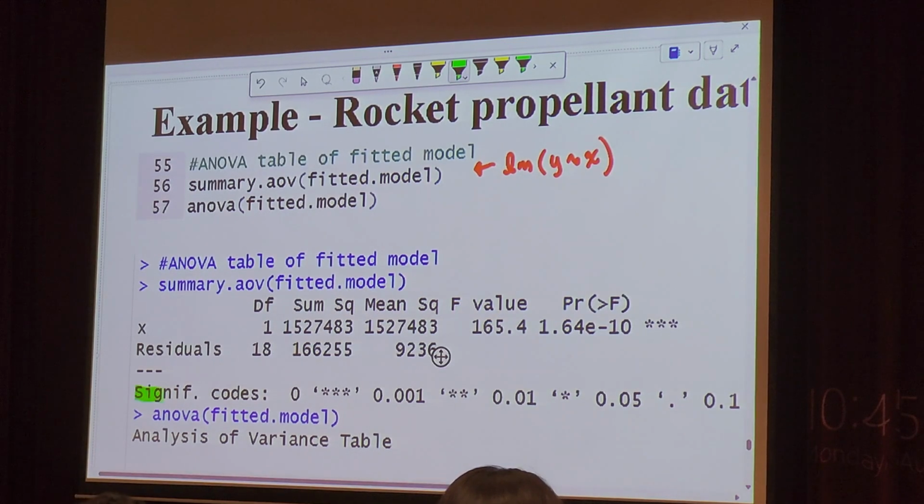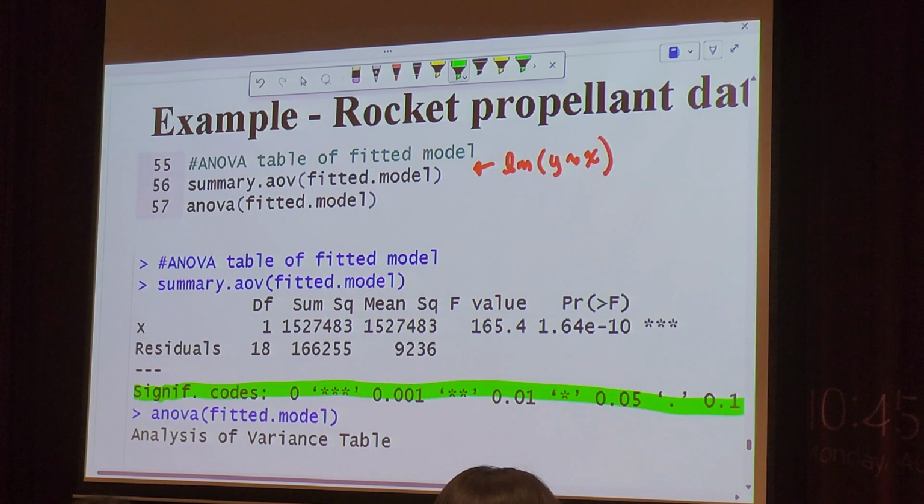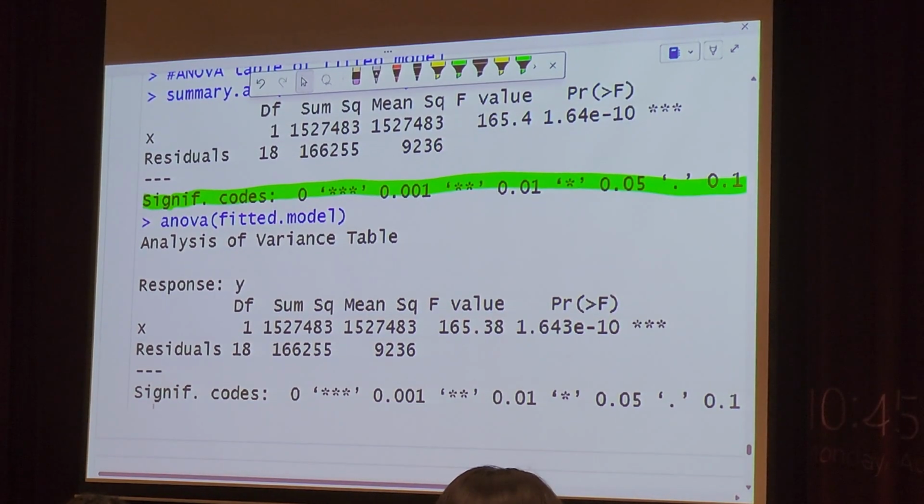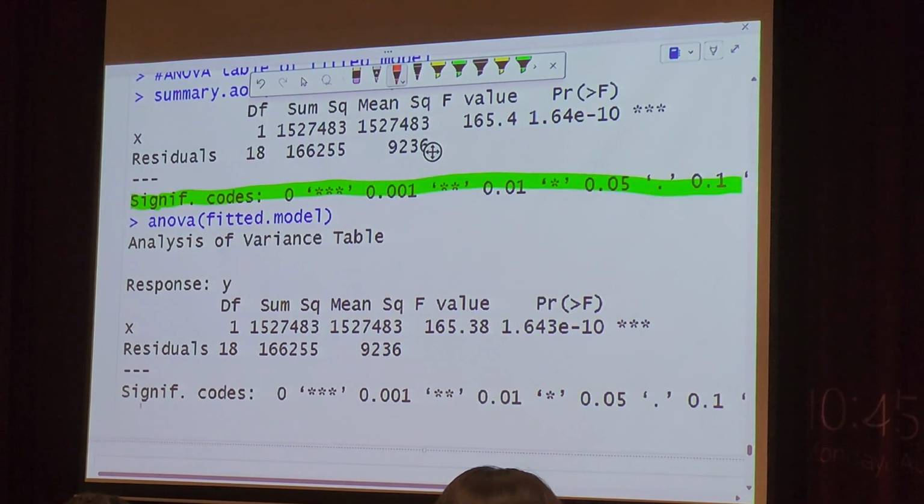Significance codes, in case you do not know, that's how I use it. The analysis of variance table can also be derived using this function, anova, to extract this ANOVA table. And this is what we use to test this.